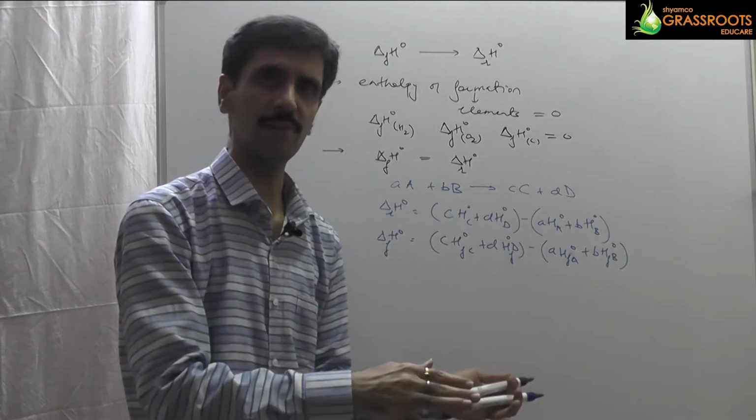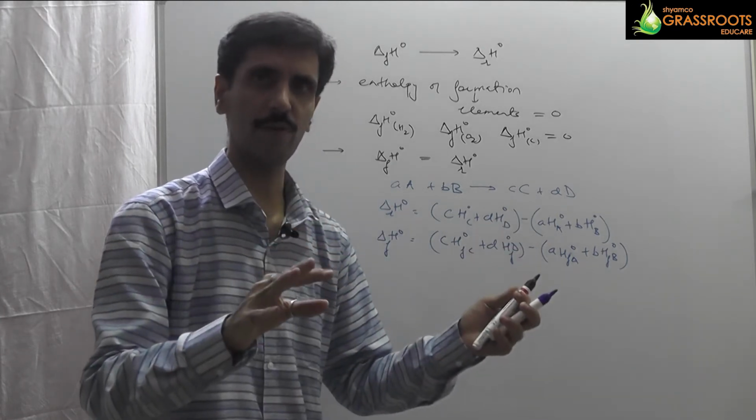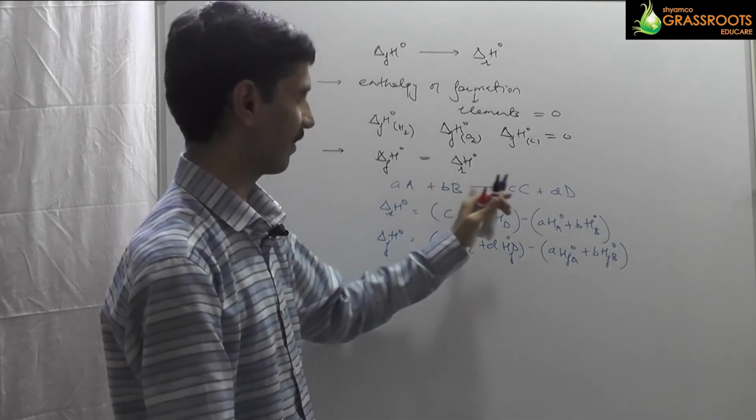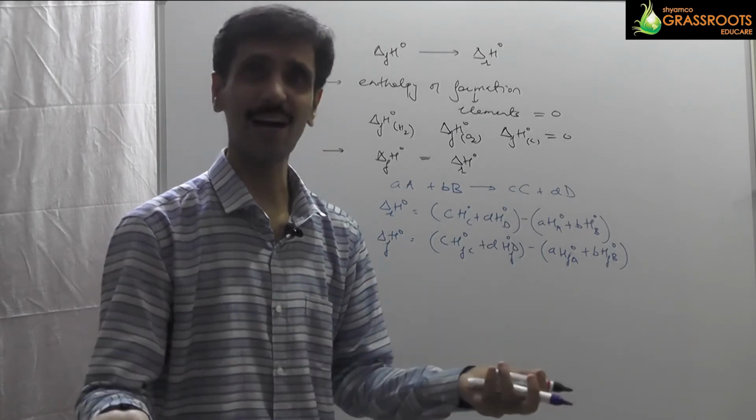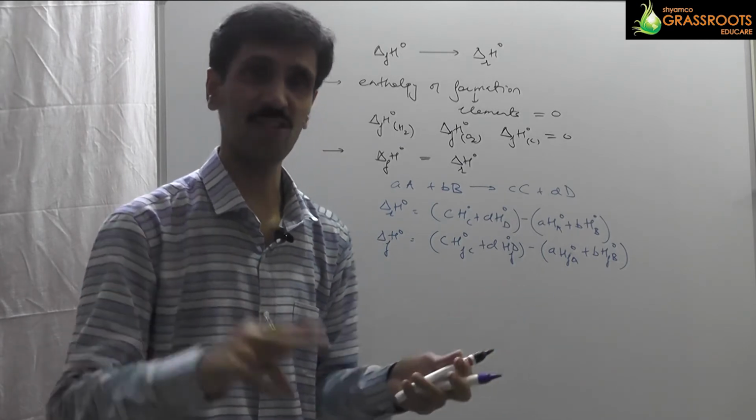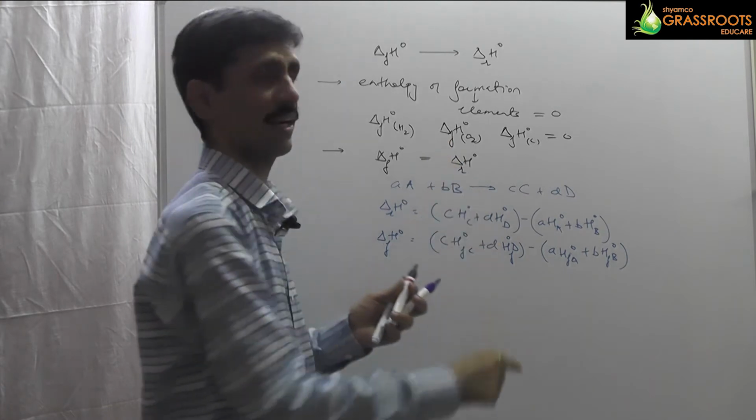So from the enthalpy of formation, if you know the enthalpy of formation of each and every reactant as well as product, then it is possible for us to find out the enthalpy of that particular reaction, because both the values are going to be what? Same.